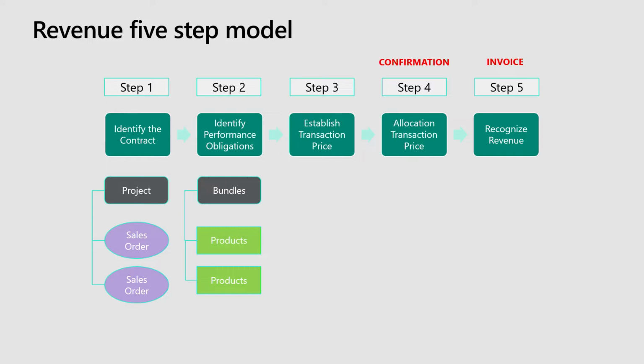So if I have a support item, that support item may cross 12 months. That's the schedule that we define, and that's the information we use to actually create our schedule for when we can recognize that revenue.